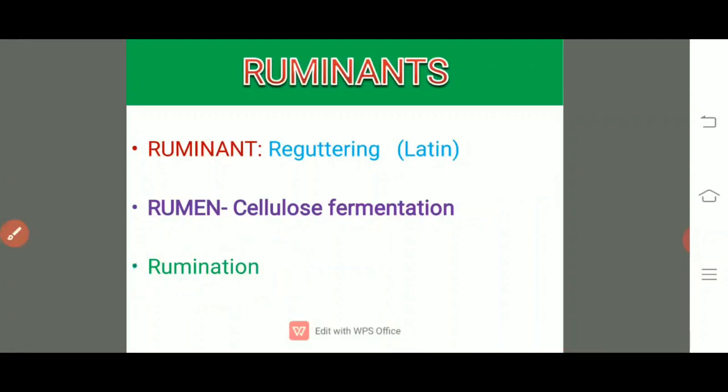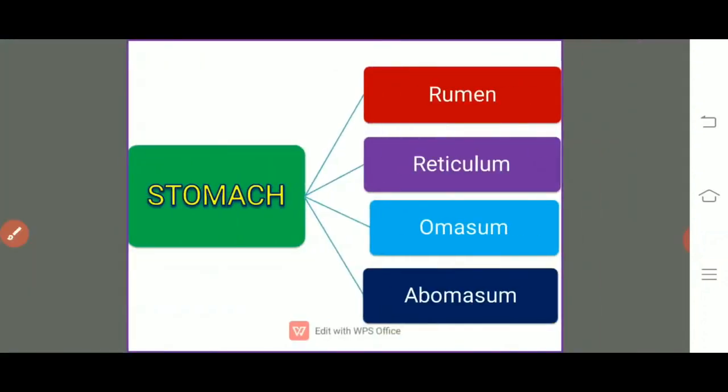In the stomach of ruminants, we find four chambers, namely rumen, reticulum, omasum and abomasum. Out of all these four, the abomasum is the real chamber of the digestive system, the true stomach. The remaining three, rumen, reticulum and omasum, are swellings or protrusions of the esophagus.